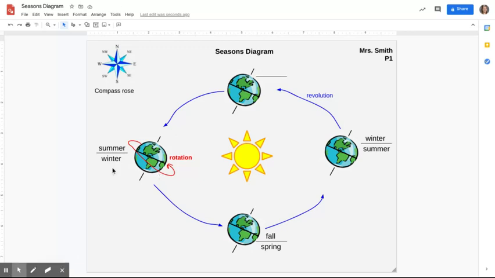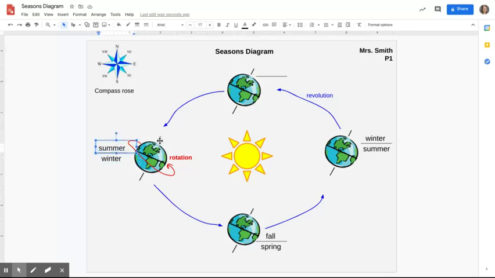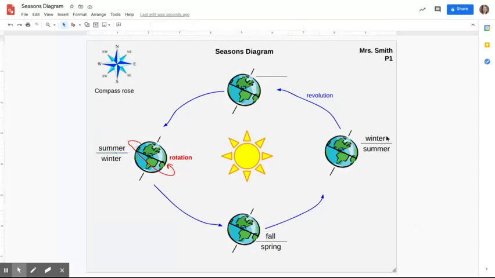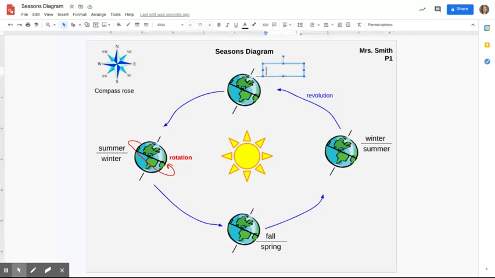Now, if we continue through our revolution around the sun, we have 4 seasons within one revolution, or 4 seasons within our 1 year. And remember, a revolution takes 365 and 1/4 days. But as we move by, we have our summer when the northern hemisphere is tilted towards the sun, fall as it starts to cool down, winter as we are pointed away from the sun, and then again things have to cool down and we're going to have spring in the northern hemisphere.